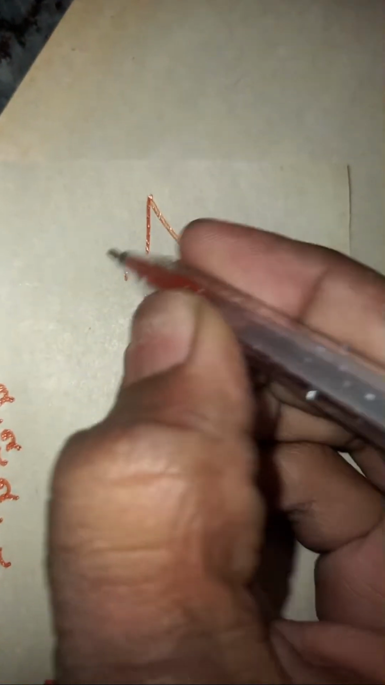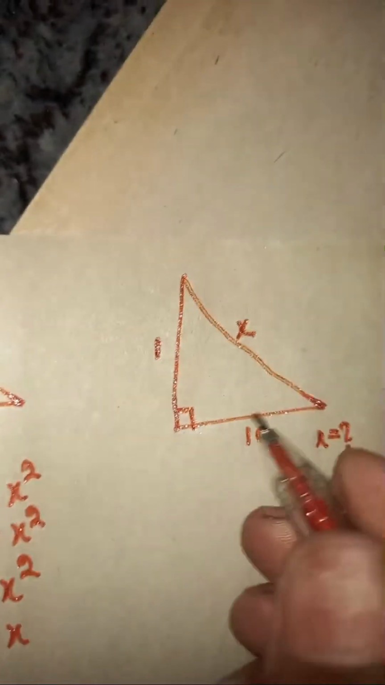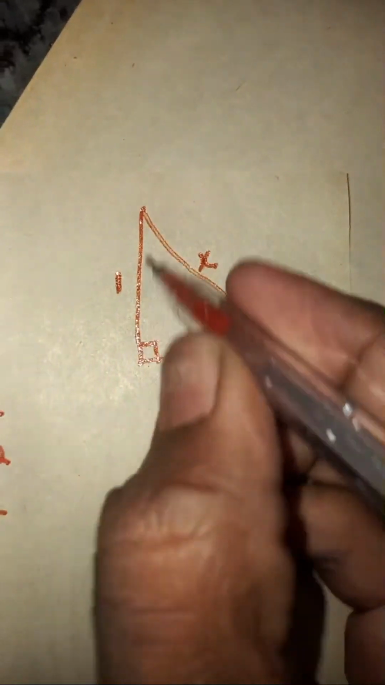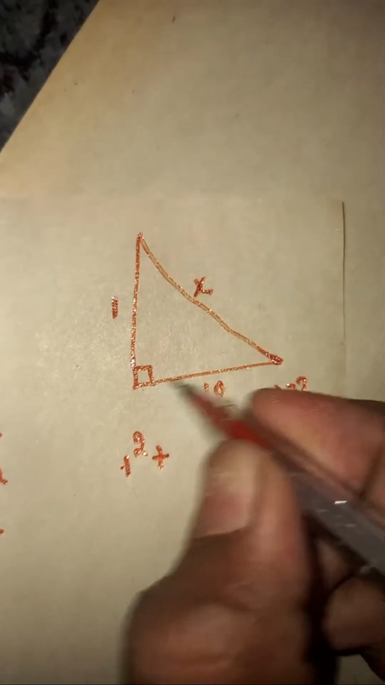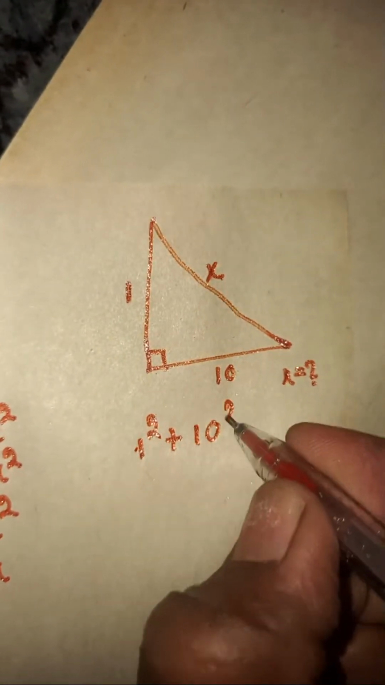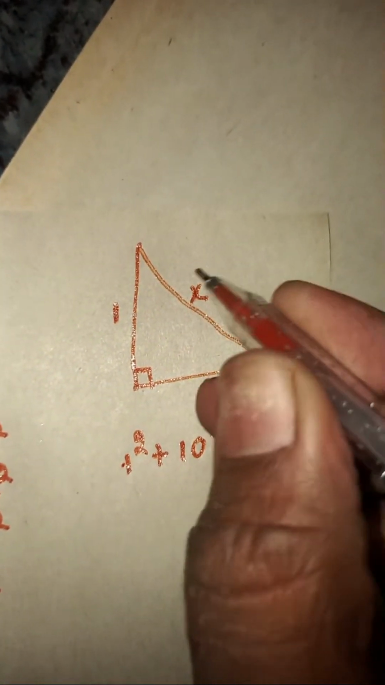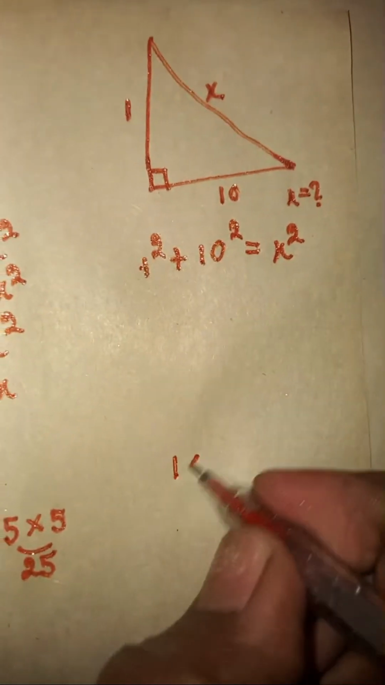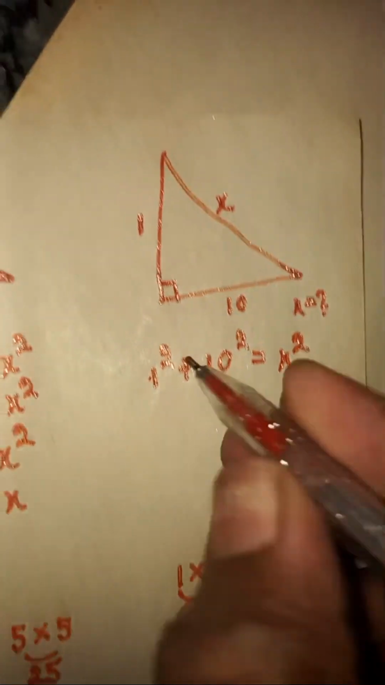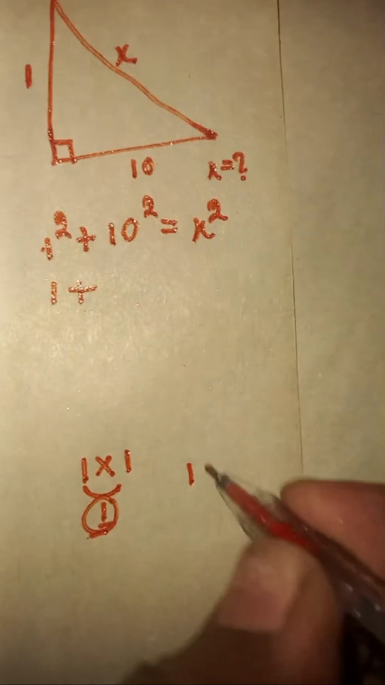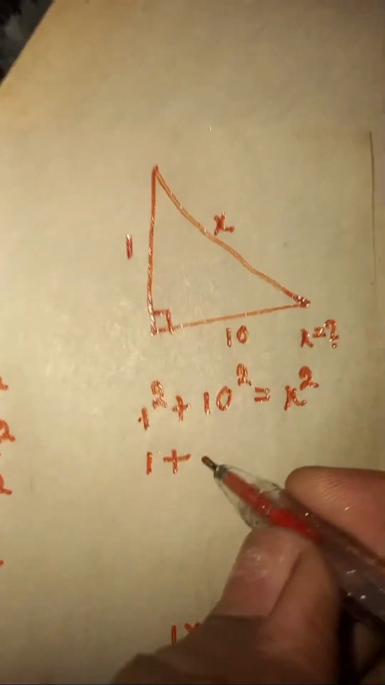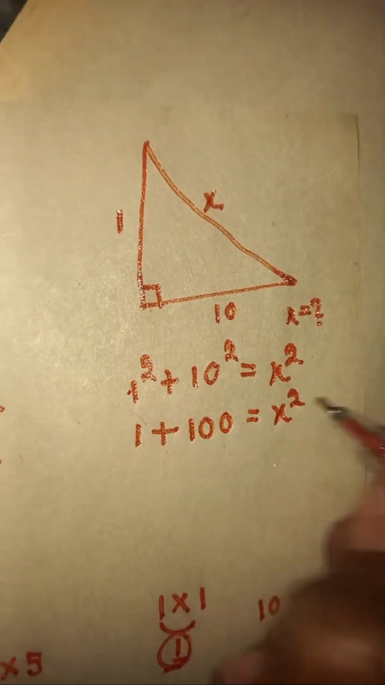Write this side length square. This is a right angle triangle, I forgot to mention that all this time. And here you're going to get it the same way, that is 1 square, this side length square is 1 square, plus this side length square, which is 10 square, which is equal to the hypotenuse square, which becomes x square. And this 1 square you can write as 1 times 1, which is 1, plus this 10 square you can write as 10 times 10, which becomes 100. So this 10 square is 100, which is equal to x square.